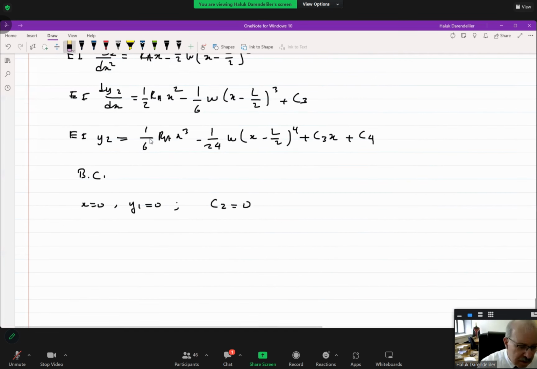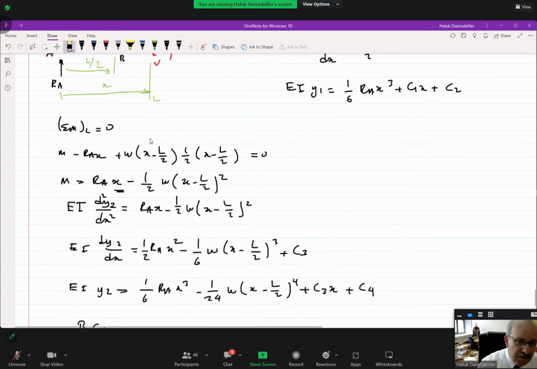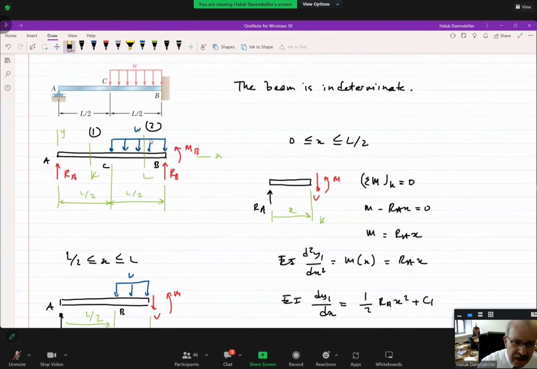Now let's move on to the second boundary condition. Can I write anything about the slope at A?